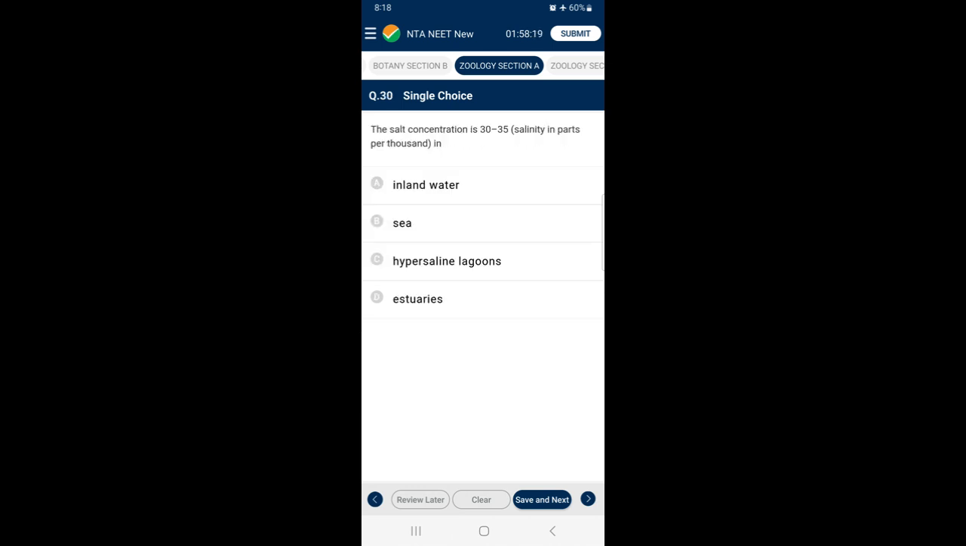Question number 30. The salt concentration is 30 to 35 parts per thousand in. The salt concentration measured as salinity in parts per thousand is less than 5 in inland water, 30 to 35 in sea, and more than 100 in some hypersaline lagoons. So the answer is option B, C.